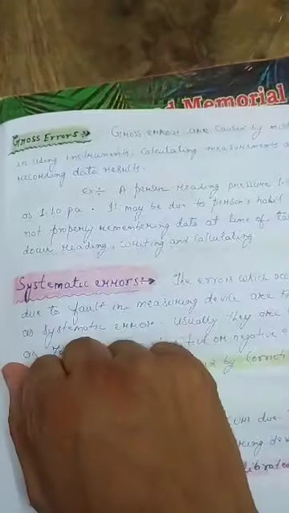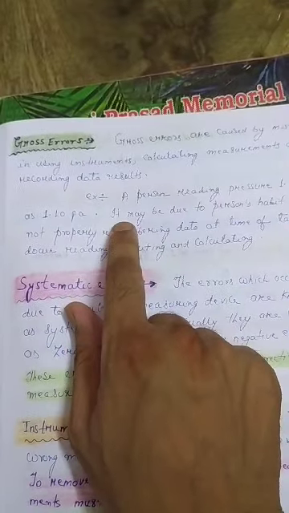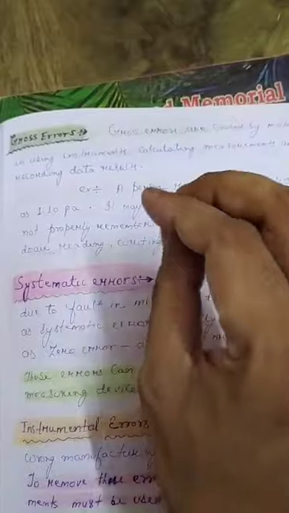It is not related to the instrument. The instrument is working properly. Who is committing the mistake here? Here the mistake is committed by a human being. How? While reading, writing or calculating.